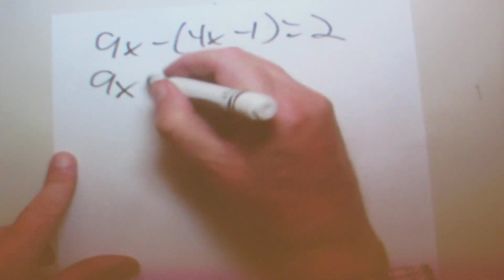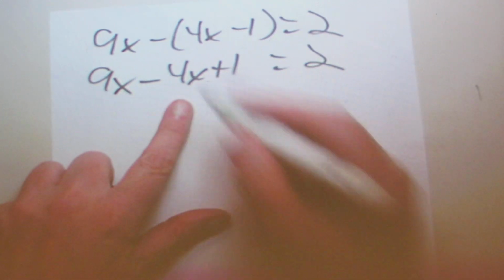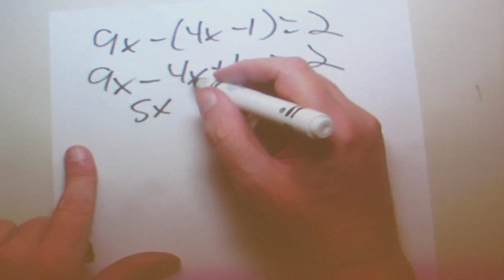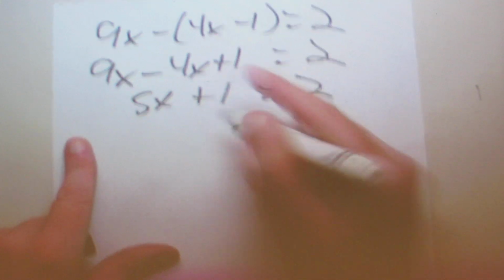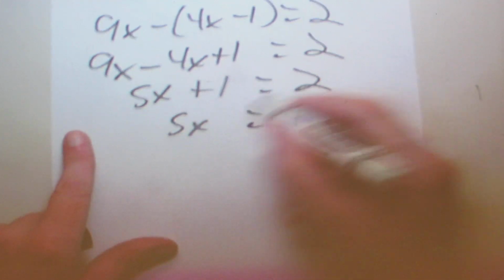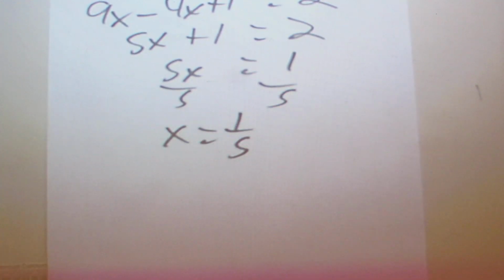Next, let's say we have 9x minus, in parentheses, 4x minus 1 equals 2. So we need to distribute this negative, so it becomes 9x, 4x becomes minus 4x, minus 1 becomes plus 1, equals 2. Combine like terms, we're going to have a 5x plus 1 equals 2. Subtract the 1, we have 5x equals 1, divide both sides by 5, and x equals 1 over 5.